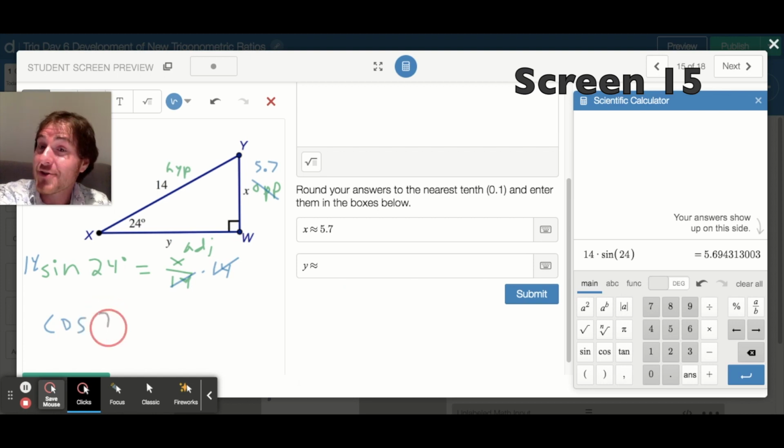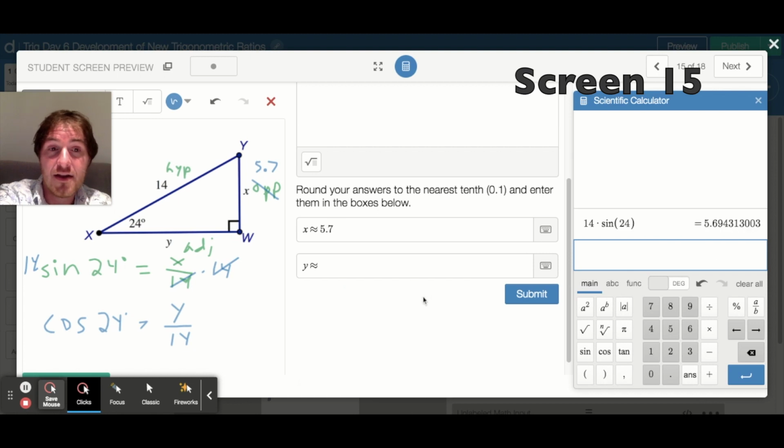Anyways, cosine of 24 degrees equals adjacent over hypotenuse, okay? So equals y over 14. You have one unknown there, because any scientific calculator is going to know what unique adjacent over hypotenuse ratio a 24 degree reference angle has to be. There you go. I'm not going to put the answer in here.